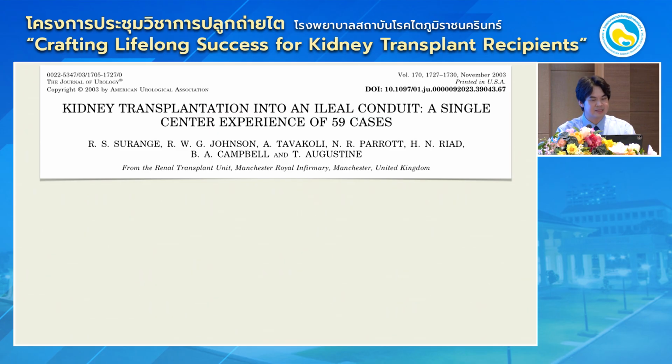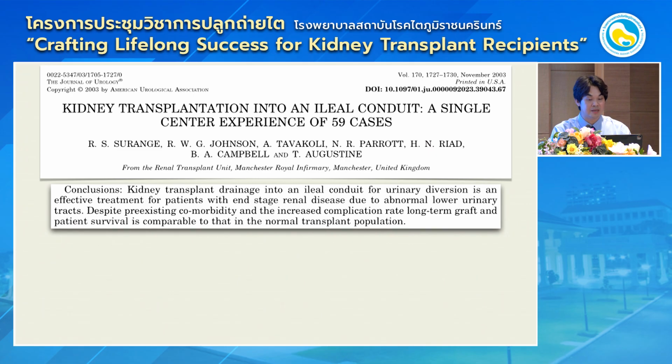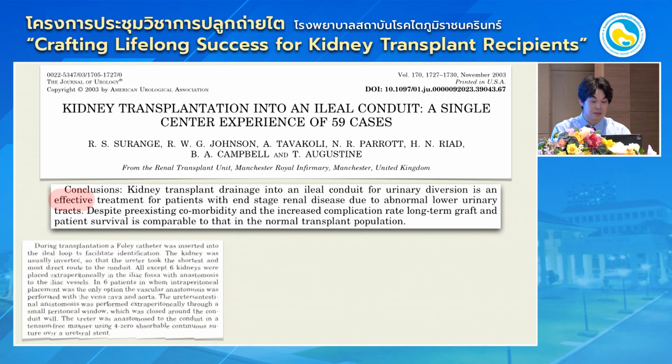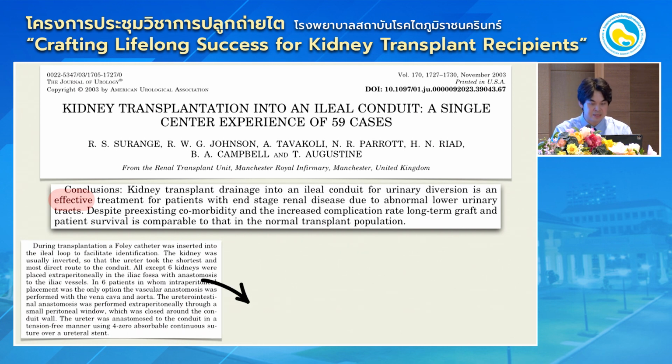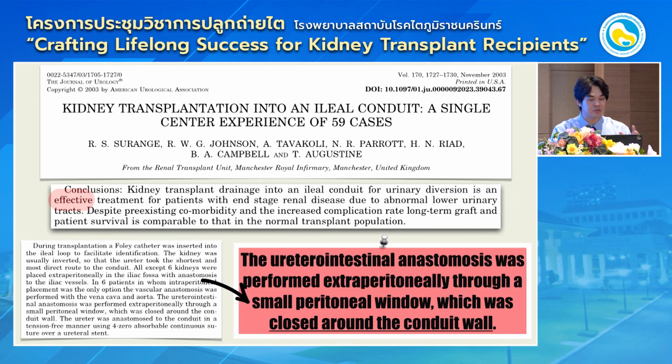Okay, we look at the single center experience of 59 cases from the Manchester Royal Infirmary. They found that the long-term graft and patient survival are comparable to the normal transplant populations, despite increased initial complication rates. The standard procedure in this paper involved positioning the kidney graft nearest the conduit to ensure that the ureter follows the shortest possible route to the conduit.